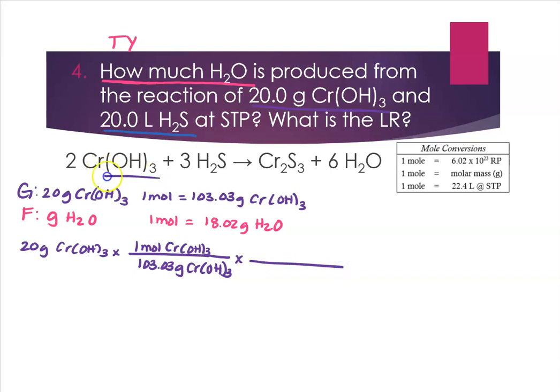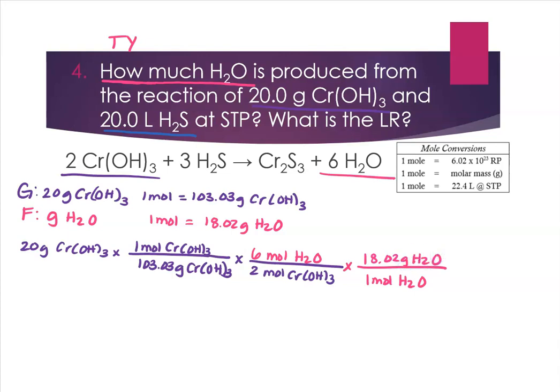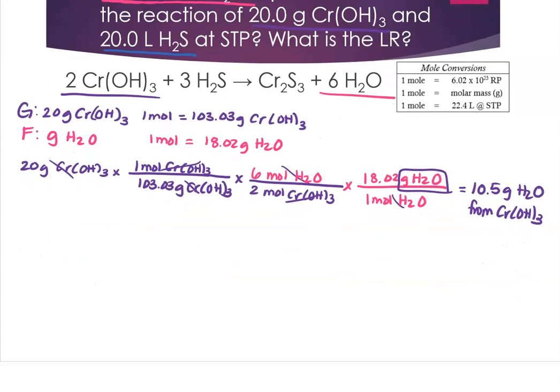All right, then we do mole ratio, 2 moles CrOH3 on the bottom, and we're finding H2O, so 6 moles H2O on top. And then lastly, we convert from moles to grams, so we put the molar mass of H2O on top. Grams cancel with grams, moles cancel with moles, moles cancel with moles, and I'm left with grams of H2O. So this produces 10.5 grams of H2O from the CrOH3. Now let's look at the second one.